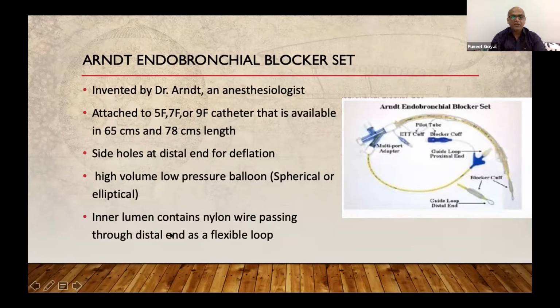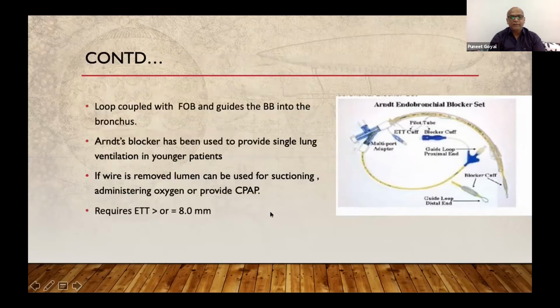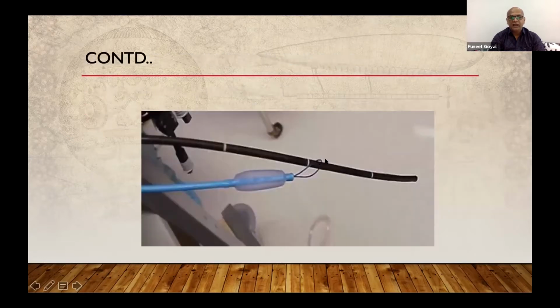And then the inner lumen contains a nylon wire, which can be passed through the bronchoscope. You can see this is a nylon wire, and it can be entangled with the tip of the fiber optic bronchoscope, and it can be advanced into the desired left main or right main stem bronchus, depending upon the site of blockage.